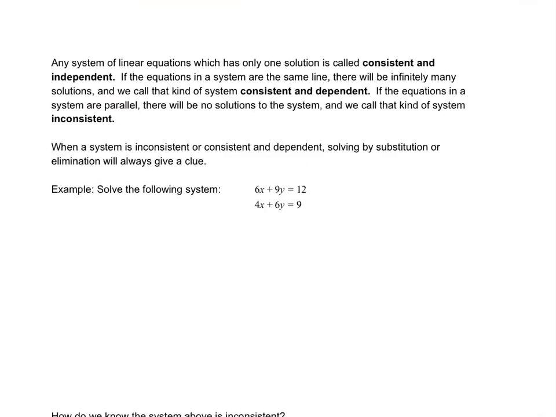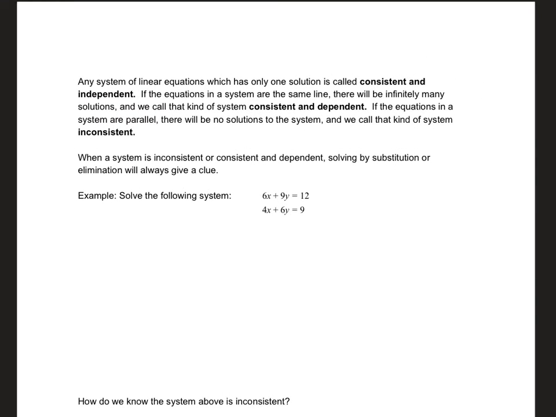You might want to pause the video and make sure you understand the difference between these different types of systems. And once you're done, unpause the video.